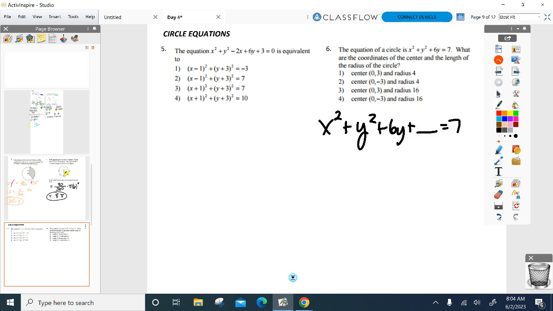Plus something equals 7. Don't even bother completing the square with the x's. We know that coordinate's going to be 0, as you can see from your multiple choices. All right, what's your new c value now? Half your b value squared, 9. Add it to the other side. So we end up with x squared plus, go ahead and factor, or just take half your b value. So it'll be y plus 3 squared equals 16.